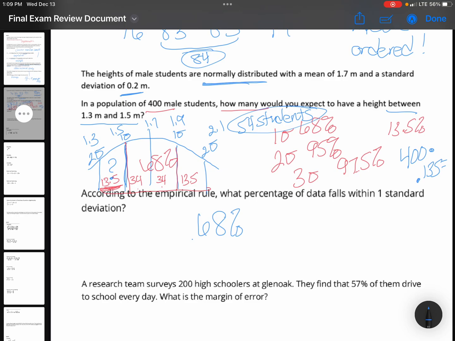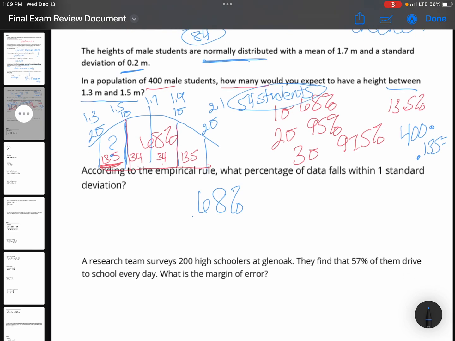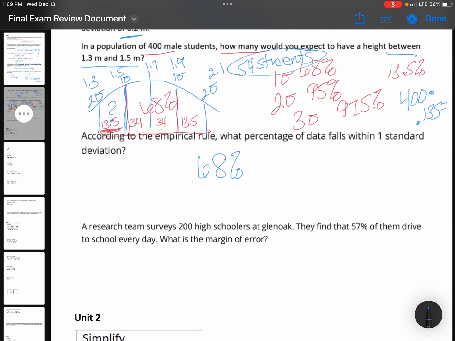And the next question asks, it says a research team surveys 200 high schoolers in Glen Oak. They find that 57% of them drive to school each day. What is the margin of error? So you got to remember that formula for margin of error, and it really doesn't matter with the 57%. We really don't need to know. What is most important is what is the sample size. And so to find the margin of error, it is just simply plus or minus. It means it could go over or under 1 over the square root of the number in the sample size.